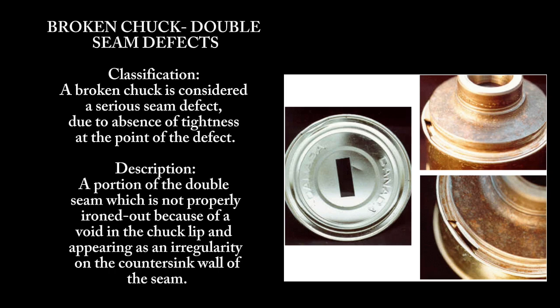The defect manifests as an irregularity on the countersink wall of the seam, where the seam should be smooth and uniform. The common source of this broken chuck is a chipped seaming chuck, which can be caused by a jam-up or improper setup of the equipment during the seaming process. This defect can lead to weak seals, potentially causing leakage or failure to properly seal the can, making it a critical issue in can manufacturing.